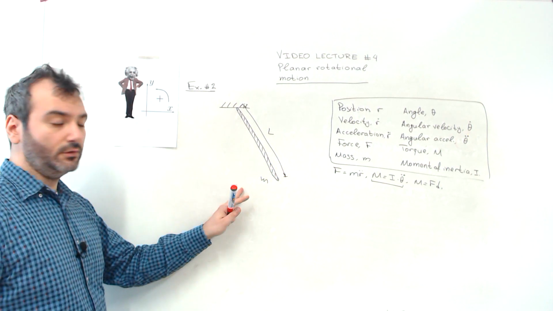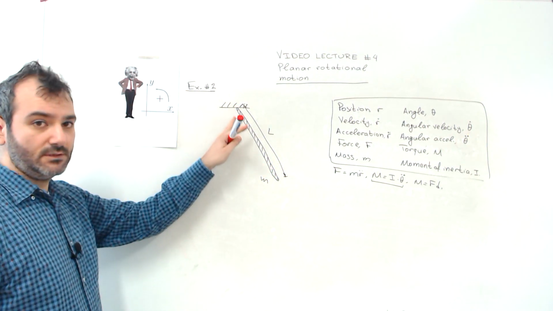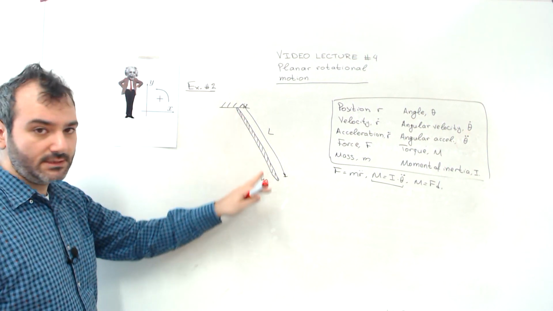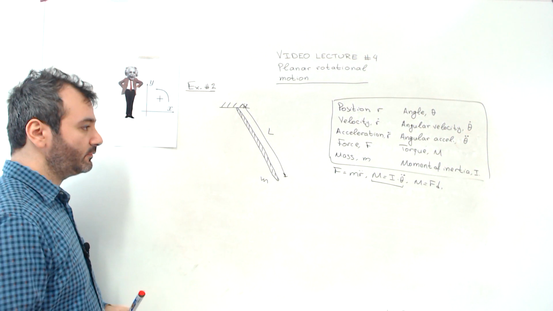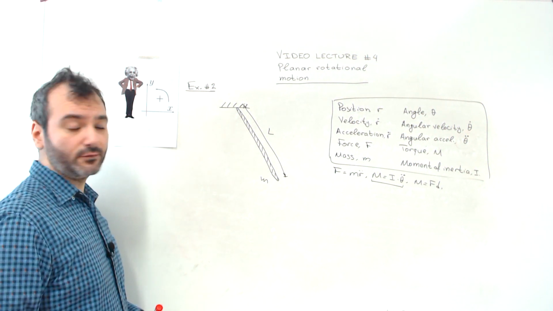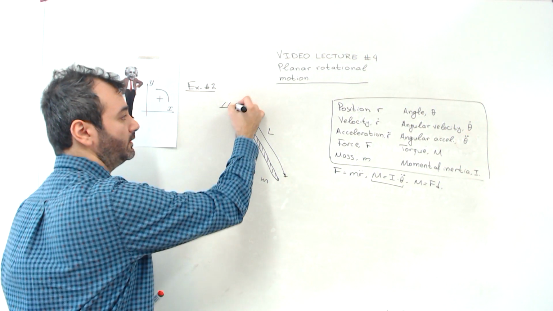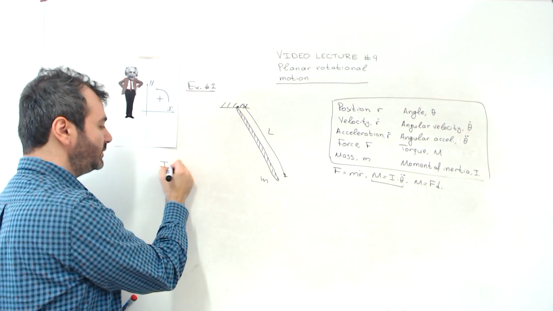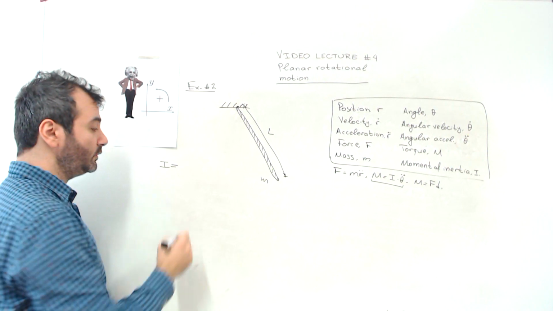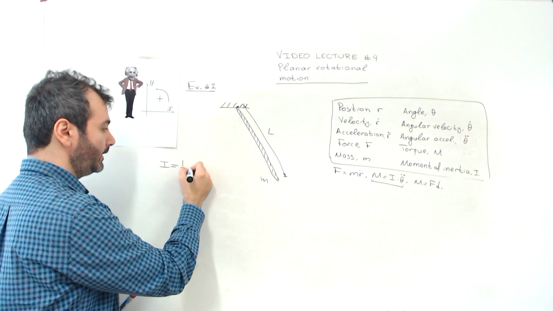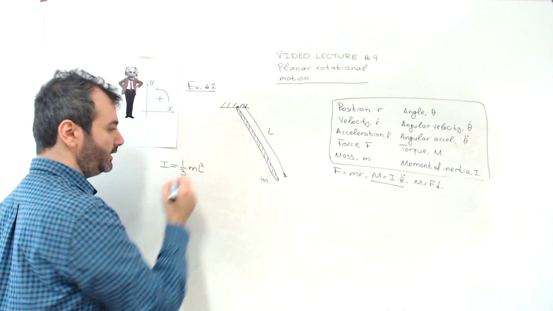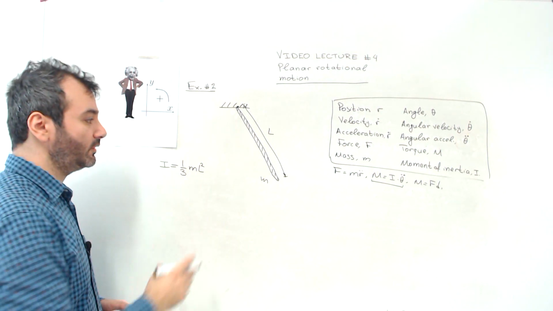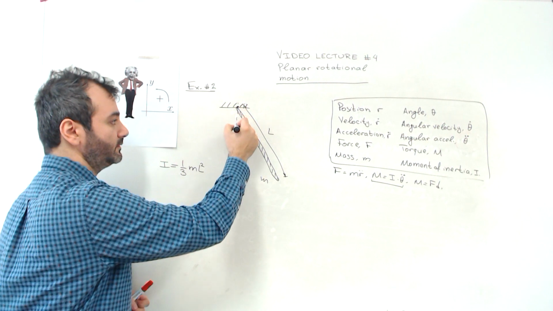Take now a rod of mass m. The mass of the rod now is uniformly distributed along its length. We recall that when you have a rod which performs a rotation around its endpoint, then its moment of inertia is equal to 1/3 ml squared. Great. What are the forces now that are applied on this object?